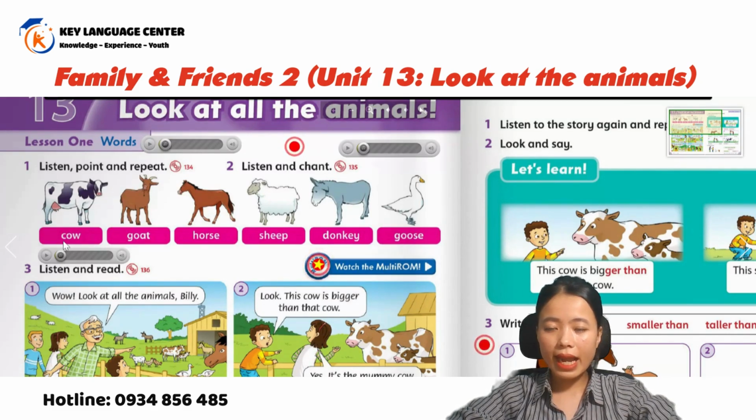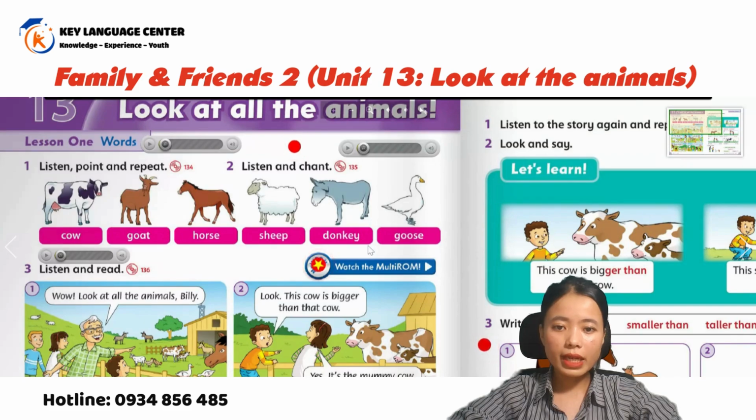Now let's listen again. Cow, goat, horse, sheep, donkey, goose. Now we move to the next part.